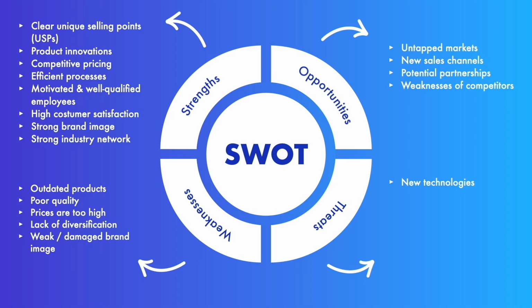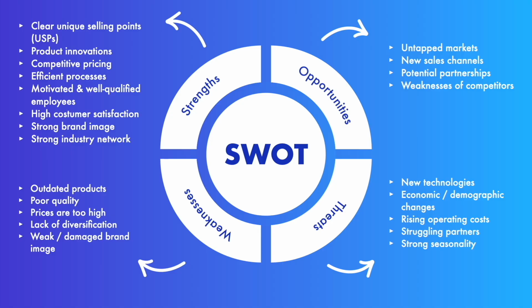Examples include new technologies. A great example is the smartphone, which helped some companies grow and pushed others out of the market. Economic and demographic changes, rising operating costs, struggling partners, or strong seasonality. Useful resources for external analysis are industry studies and market reports, trade magazines, competitors' websites, or current trends.